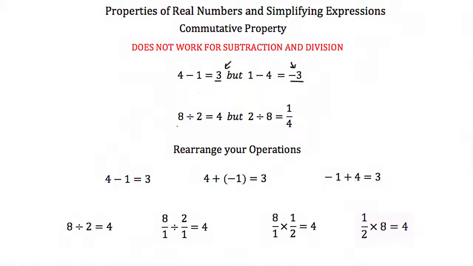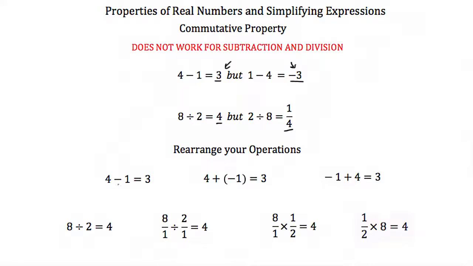Again, with division, if I have 8 divided by 2, that's equal to 4. But if I have 2 divided by 8, that's equal to 1/4. So again, the order that we do our operation affects the answer. So the commutative property does not work for subtraction and division. Now if you have a subtraction or a division problem and you really need to reorder the numbers, there is a way to go about doing this.